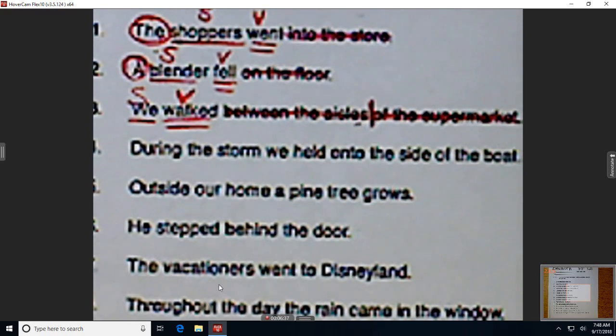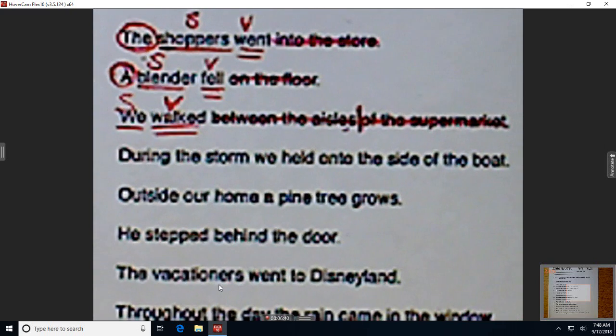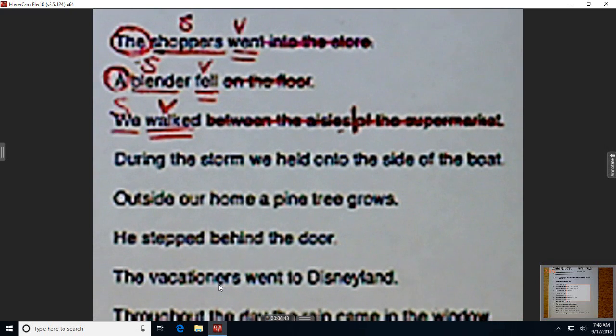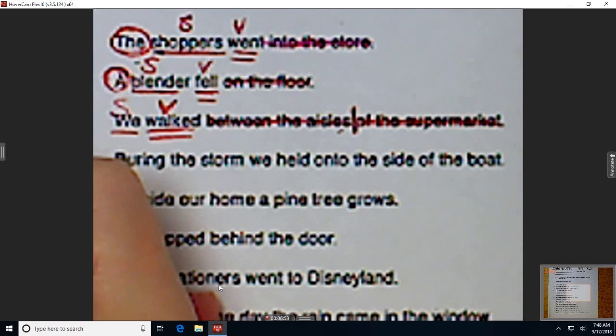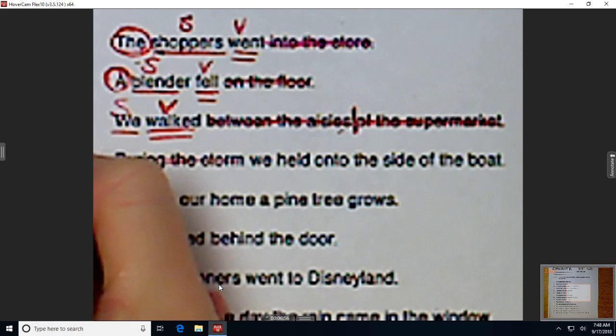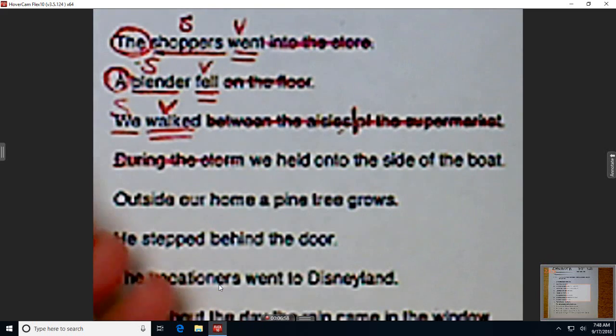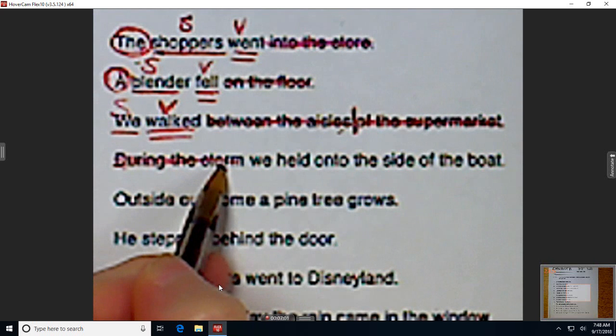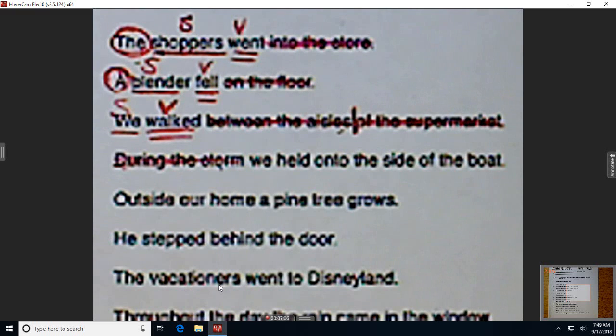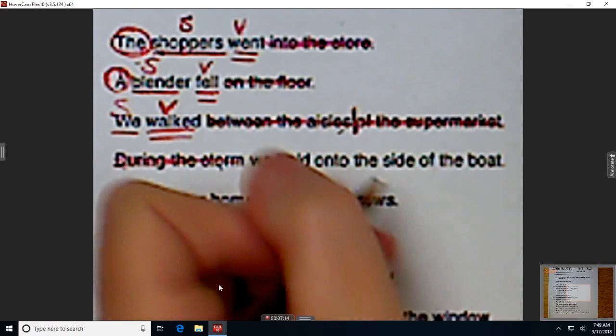Okay, number 4. During the storm, we held onto the side of the boat. What are my prepositions in this sentence? Paris, what's one of them? During. So during the storm is my prepositional phrase. A prepositional phrase is always going to start with the preposition, and it's going to go to the first noun that comes after it. What's my next prepositional phrase? Paige? Not we. Of the boat is one.